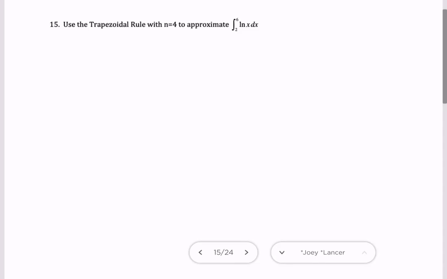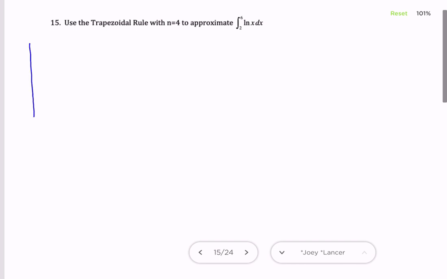All right, in question 15, it says use the trapezoidal rule with n equals 4 to approximate the definite integral from 2 to 6 of ln x dx. And so if we just make a little sketch here of ln x, what that looks like, something like this, and we want to go from 2 to 6.